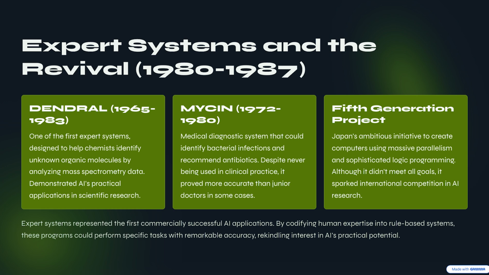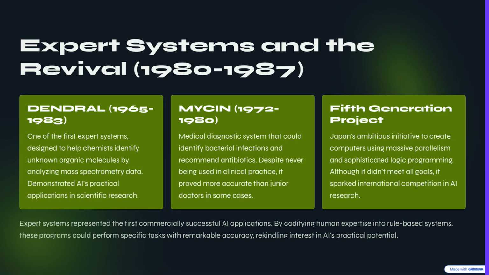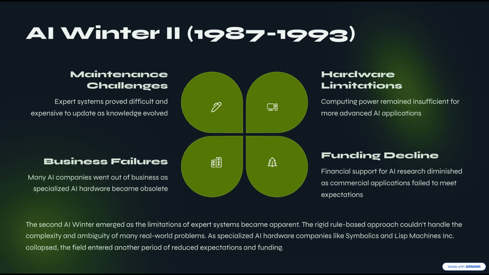It was actually shown to be more accurate than junior doctors in some tests, though it was never really used clinically. Still, it showed the potential in specialized fields. Definitely. And then Japan launched its huge fifth-generation project aiming for advanced AI. That really sparked international competition and investment again. Seems like a pattern here. Optimism, then reality bites. Because the late 80s, early 90s brought the second AI winter, right?